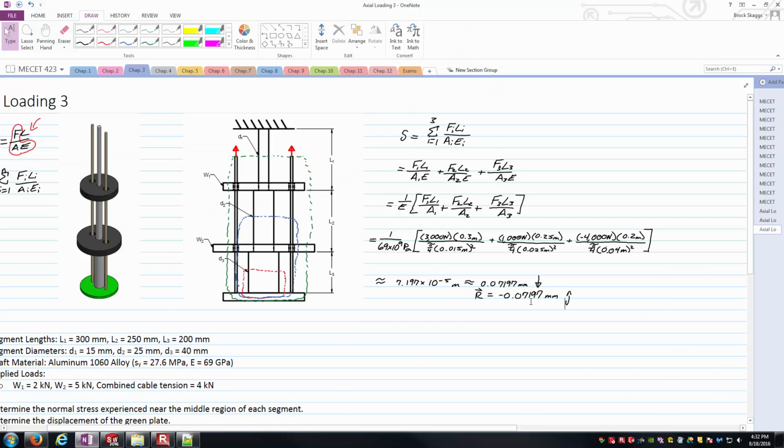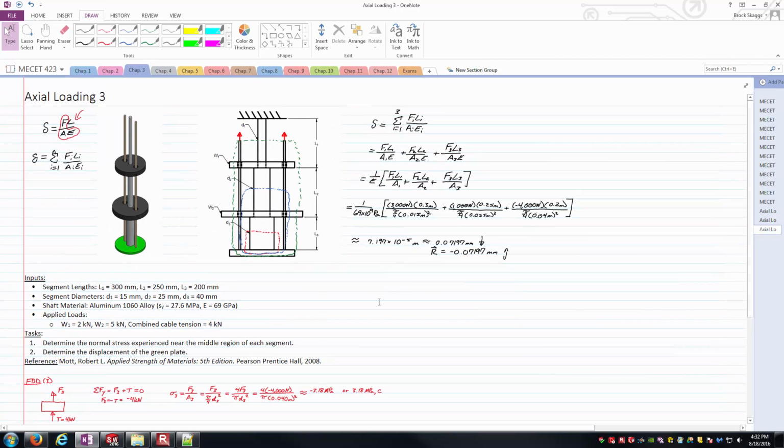Let's check that against our theory. Basically we had negative 0.072 millimeters here. So that's quite good agreement between our theoretical calculation and the numerical SolidWorks there. And so hopefully this helps you in looking at calculating the deformations associated with these axial loaded rods.